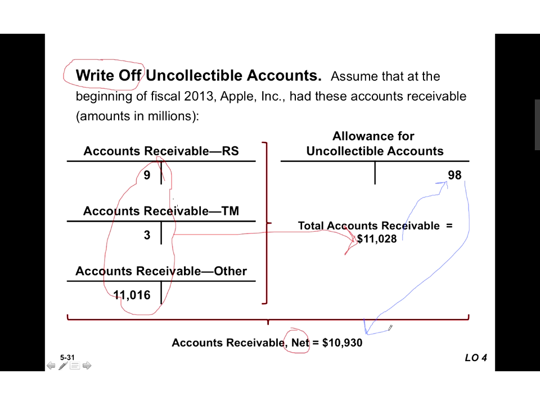The 10,930 is what we expect to be able to collect. We have an allowance of 98. That is our estimate over time of how much of those assets we're not going to be able to collect. That's all been done using the allowance method. There's our terminology: at the bottom, accounts receivable net is our net realizable value. You'll see that term, and it would be worthwhile to write it down. Net realizable value is accounts receivable less the allowance.